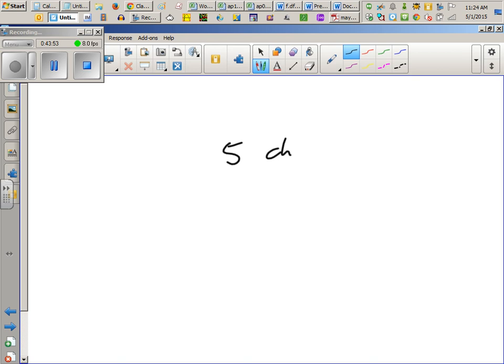5 children. That's a given. 3 are boys. Naturally then, 2 are girls. Pick any method you want. Pascal's triangle. If you have the time, write out the sample space. Use NCR. Whatever.